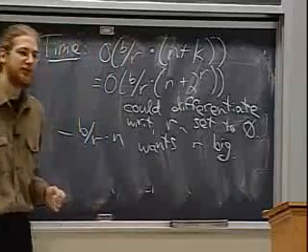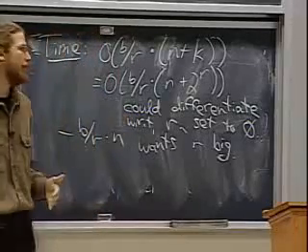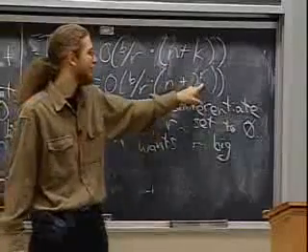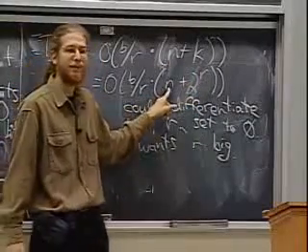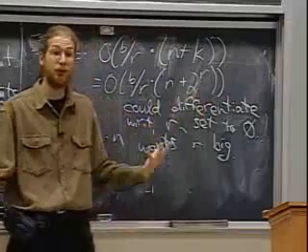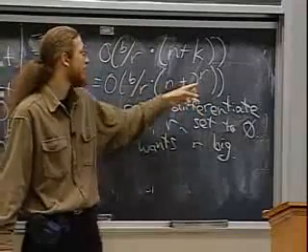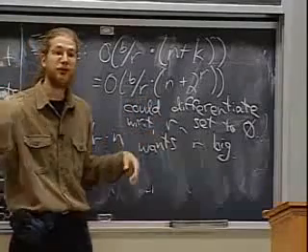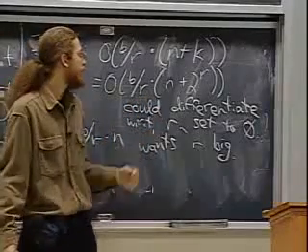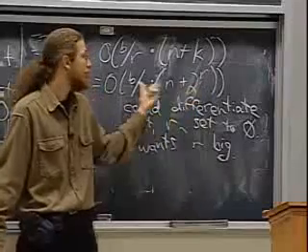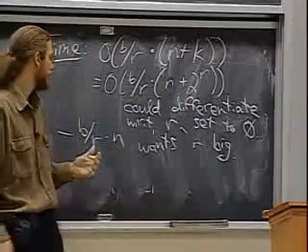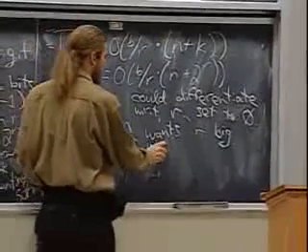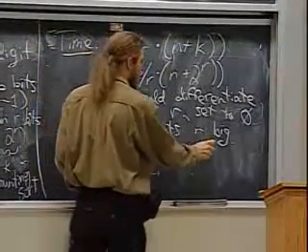So b over r times n wants r big. However, r can't be too big. I want digits that have a lot of bits in them, but r can't be too big because there's this 2 to the r term. If this happens to be bigger than n, then this will dominate in terms of growth of r. This is going to be b times 2 to the r over r. 2 to the r is much, much bigger than r, so it's going to grow much faster. And so I really don't want r to be too big for this other term. So b over r times 2 to the r wants r small.